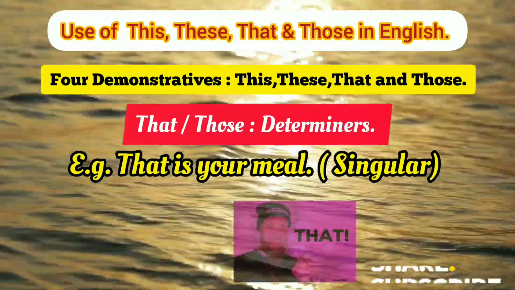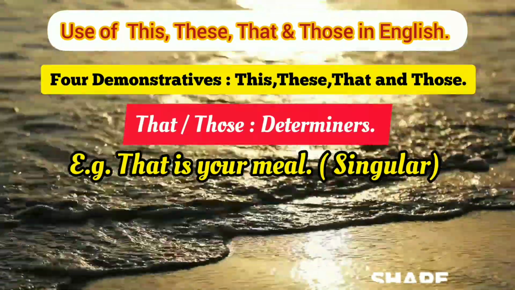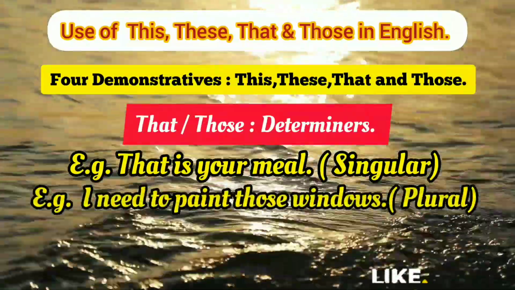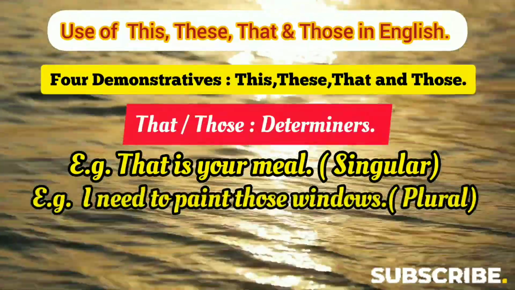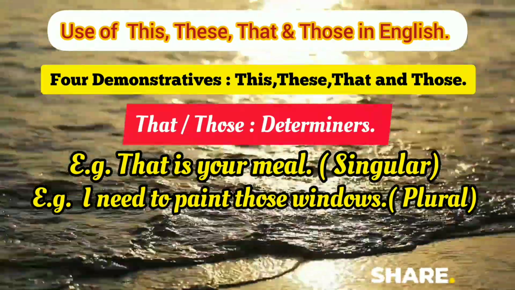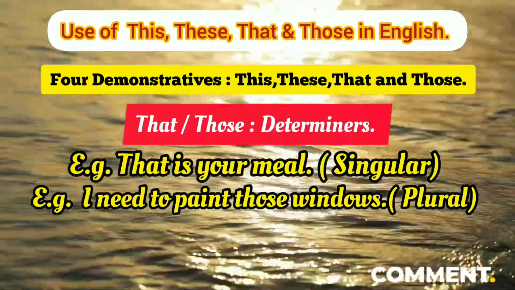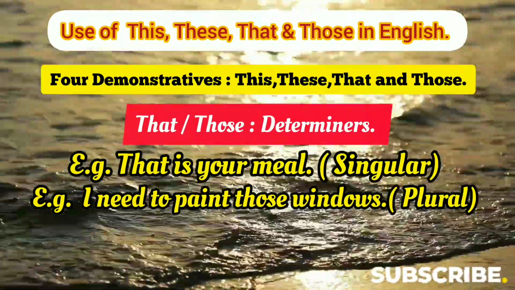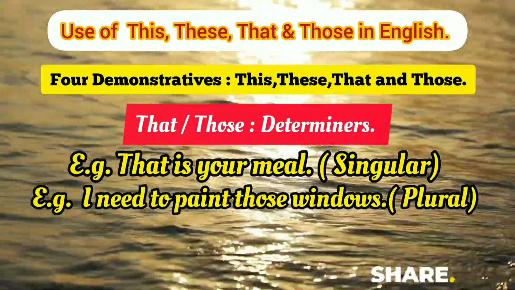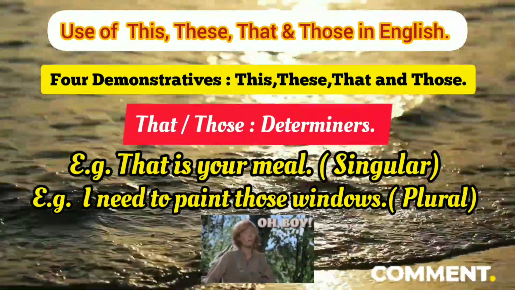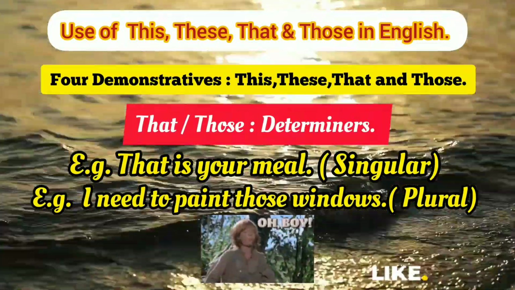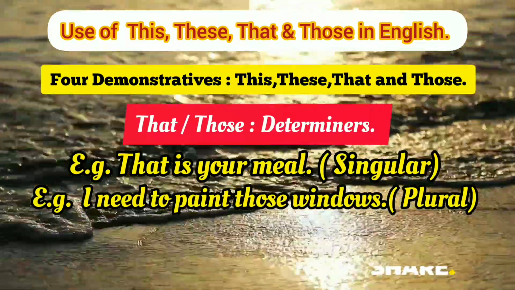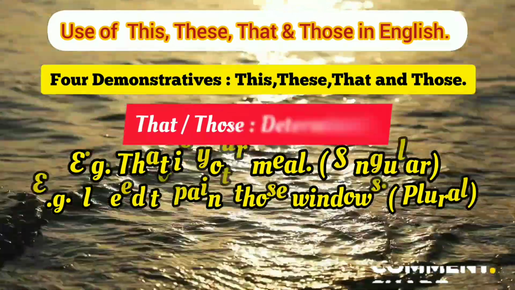Obviously I'm talking about a meal. Similarly, you see the next one, I need to paint those windows. I'm quite sure it's clear. The windows are obviously slightly away from me, so that's why I'm using those. It's not too close. That's why I'm using those, because in case of things which are away or at some distance away, we have to use those in the case of plural and that in the case of singular. So at last, let me show you.